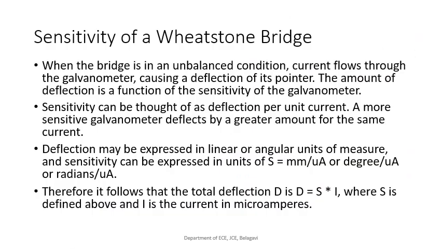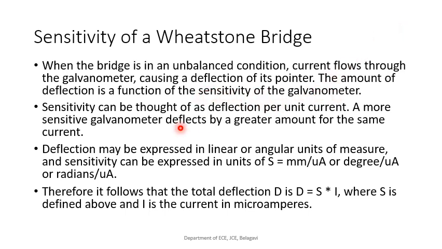Okay, next is what is the sensitivity of the Wheatstone's bridge? When the bridge is unbalanced, the current flows through the galvanometer, causing a deflection of its pointer. The amount of deflection is a function of the sensitivity of the galvanometer. So by how much it is going to deflect, whether on the left side or on the right side, is dependent on the sensitivity of the galvanometer.